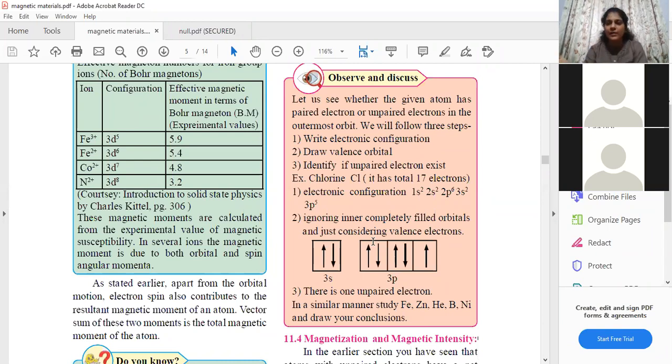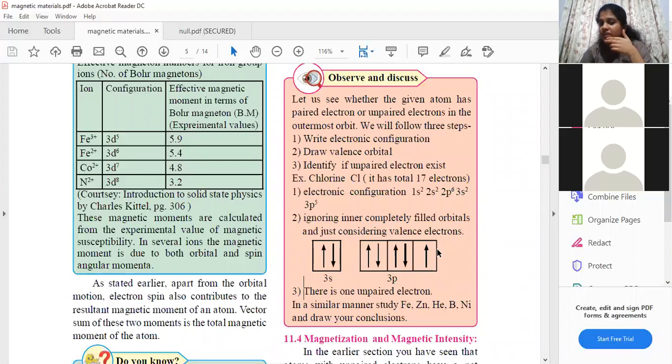Now, if I give you elements and ask you to find out if this compound has magnetic dipole moment, how can that be done? By using the electronic configuration that we write in chemistry. See this pink box. Let us see whether the given atom has paired electron or unpaired electron in the outermost orbit. So for that we'll write the configuration. Here they have taken the example of chlorine. They have written the configuration and drawn the diagram, showing the electron filling in the orbitals for the last orbit, which in this case is 3. So I'll have 3s2 and 3p5.